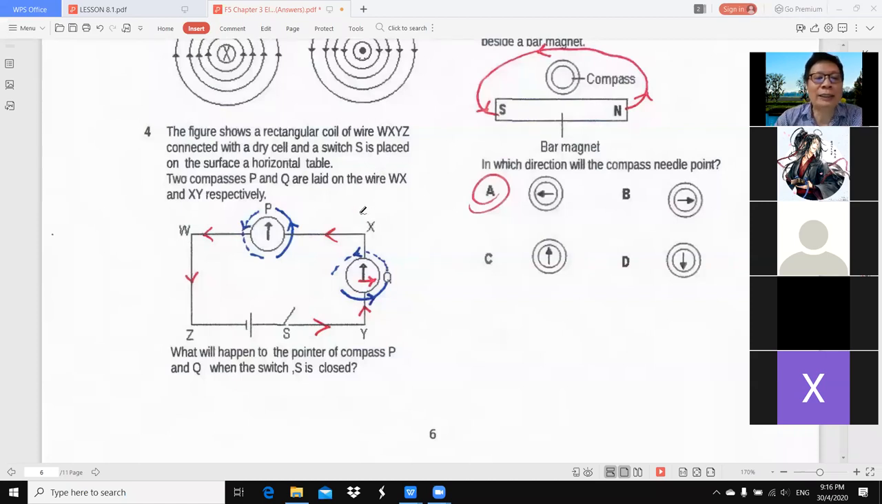Okay, look at this question. This one is a compass, this one is another compass, right? A few students asked this question after the lesson finished. Some sent WhatsApp to me, I think Pong and another one asked me. The current flows from the positive, right? The current goes here, so the current flows this way. Now for this compass pointer, you must use your right hand grip rule. You are holding the wire, like that. You see that?